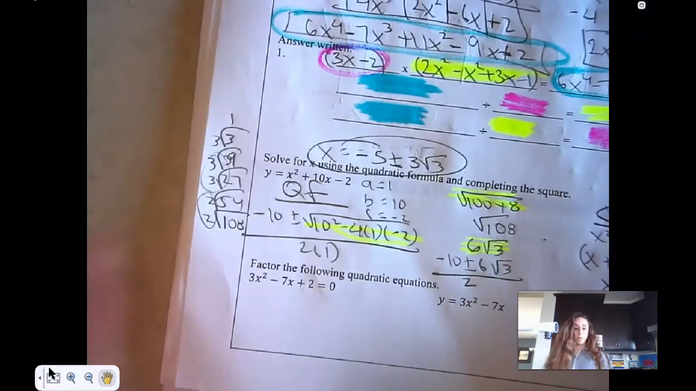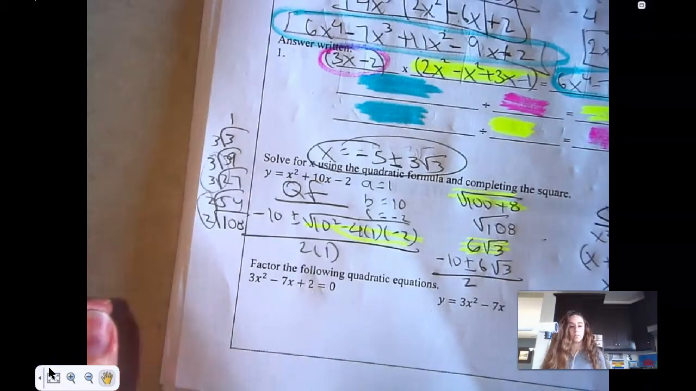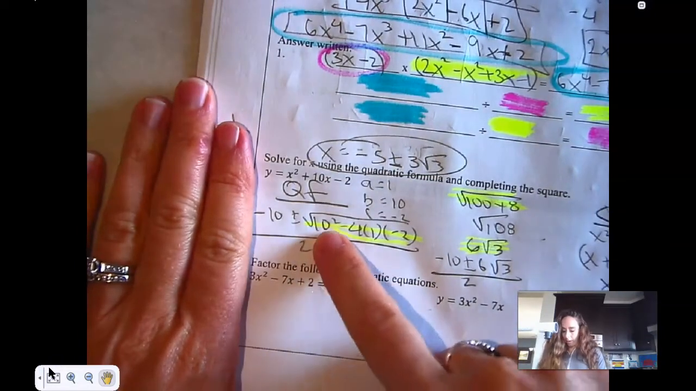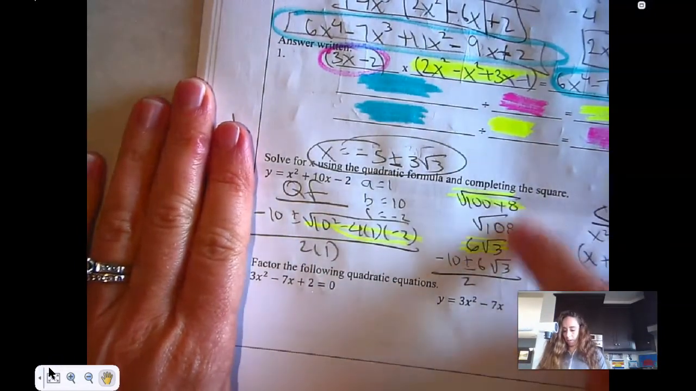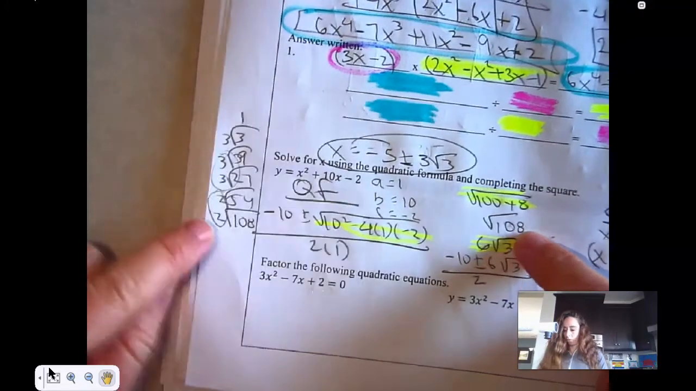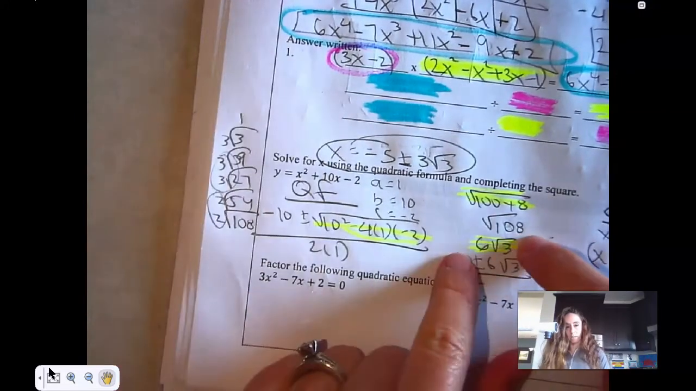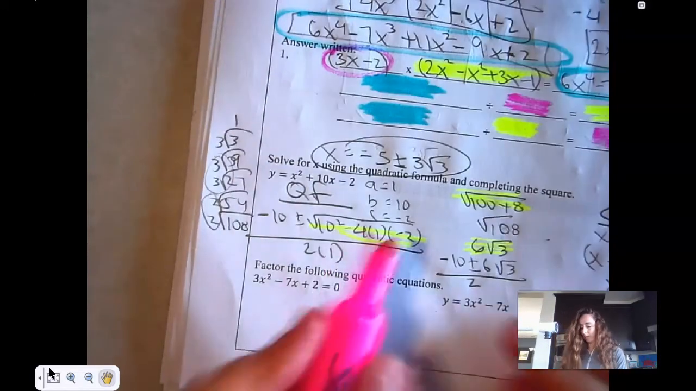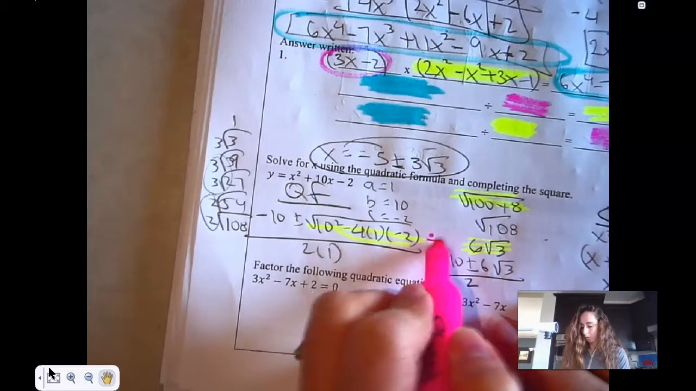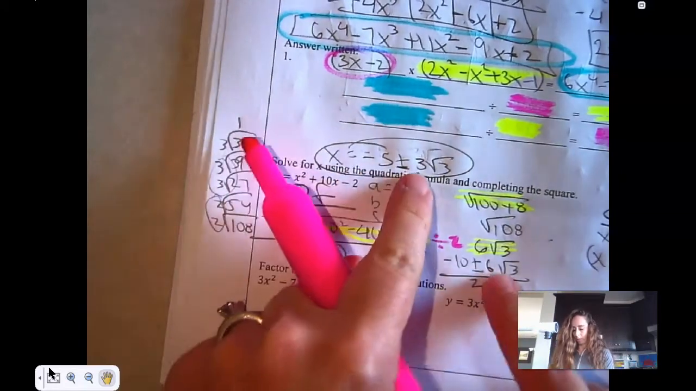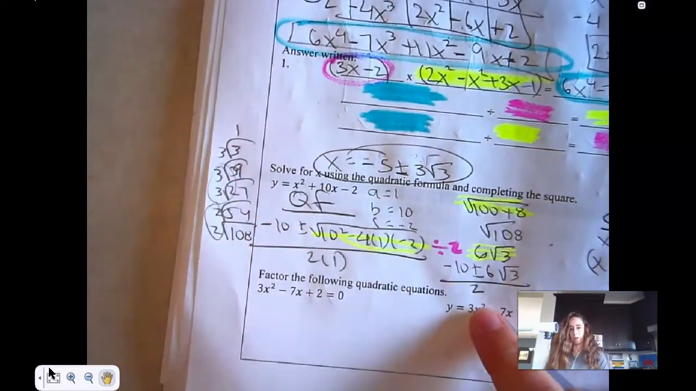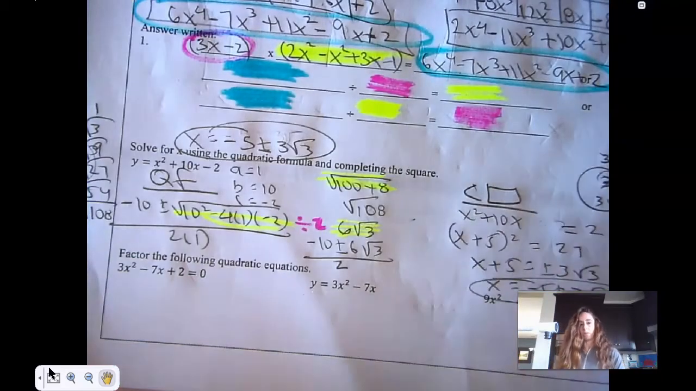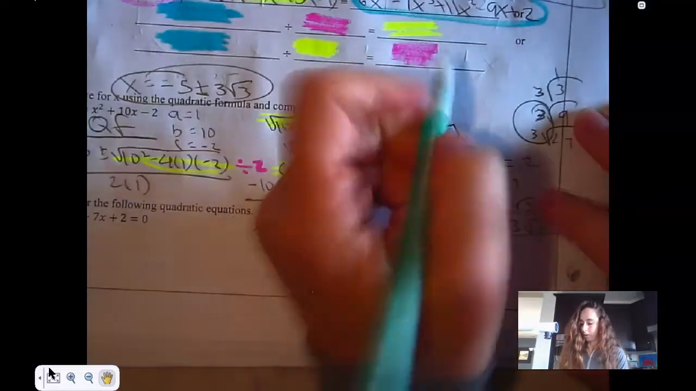All right, so I'm hoping you did this by yourself. It takes you longer, honestly, to just copy everything down. So I set it up, and then I highlighted this one over here. To get 108, I did my cute little birthday cake. I got 6 rad 3. Then that went down there. Then for each of these, I divided everything by 2. So I divide that by 2, I divide that by 2, and I divide that by 2, and I got my answer. Okay?